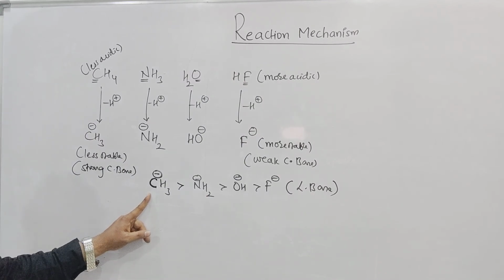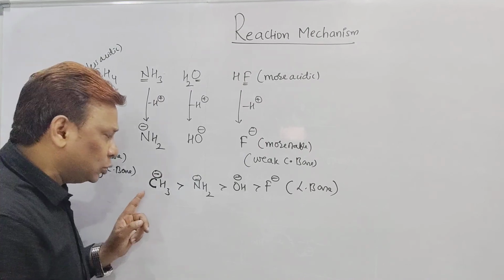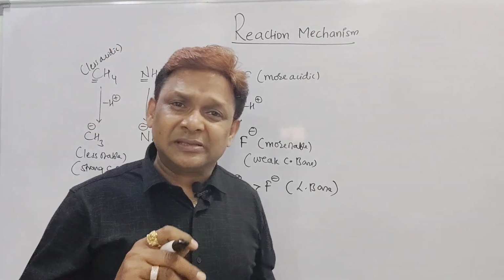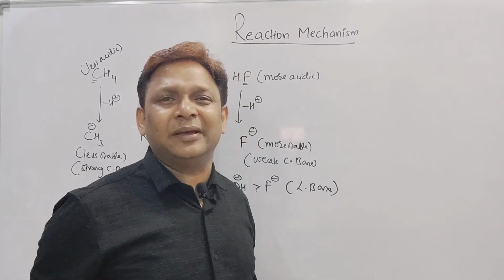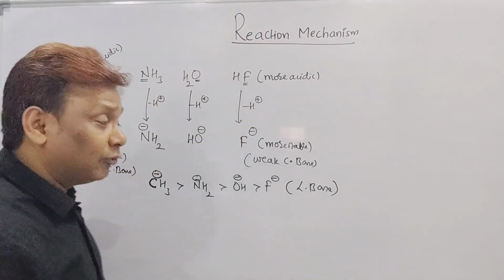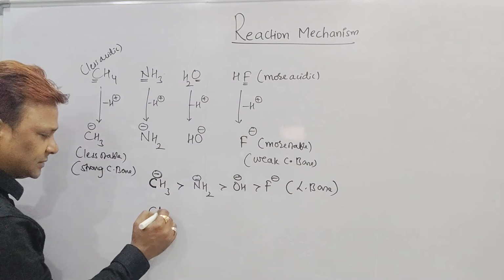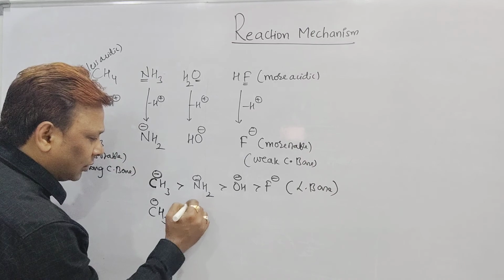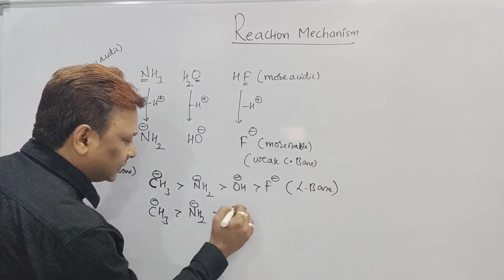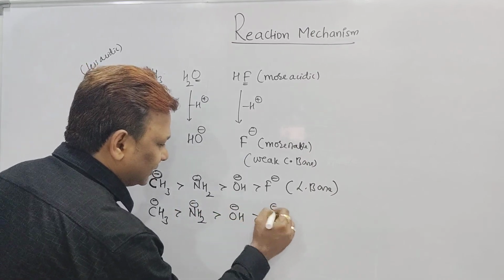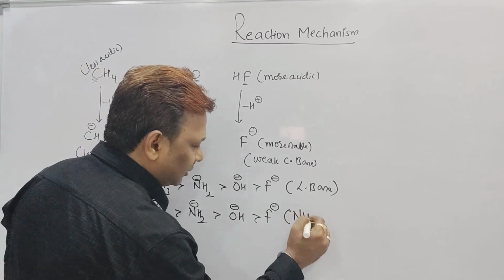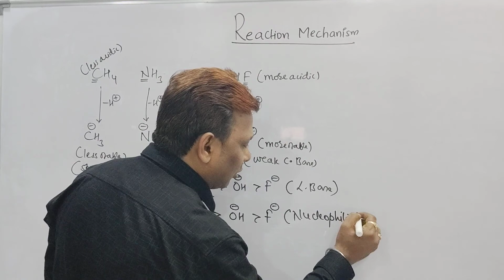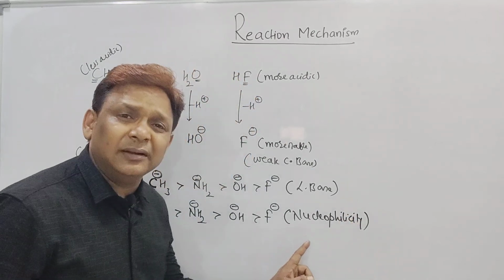But remember, basic in nature means tendency to donate a lone pair, which is called a nucleophile. And if any species has more tendency to donate a lone pair, that means it has greater nucleophilicity. So we can say this is also the order of nucleophilicity. See, beta, this is also the order of what? Nucleophilicity. I am not talking about the nucleophile, I am talking about tendency to attack.